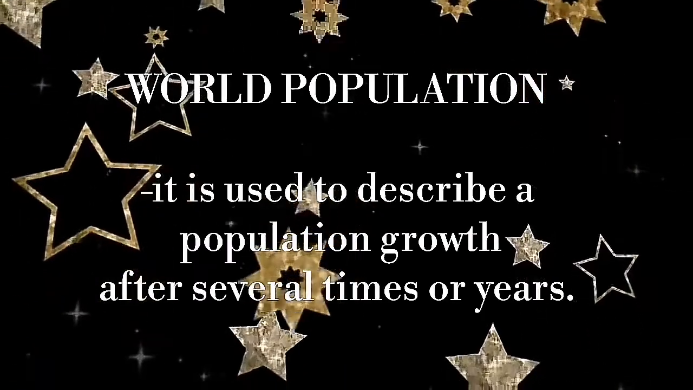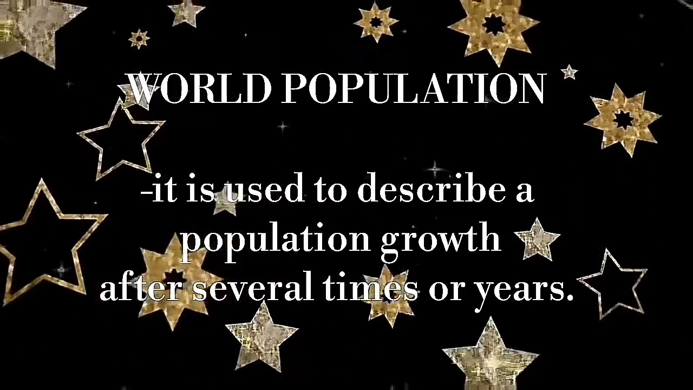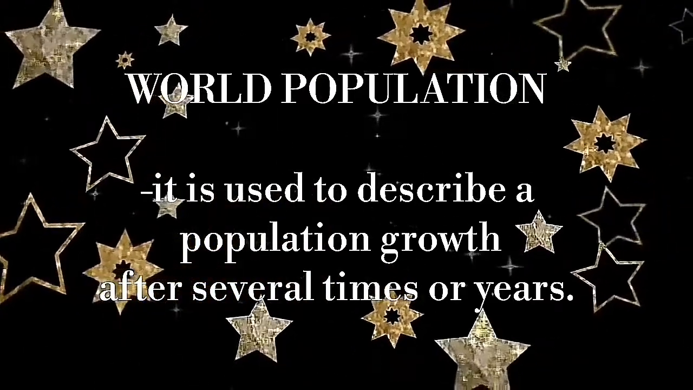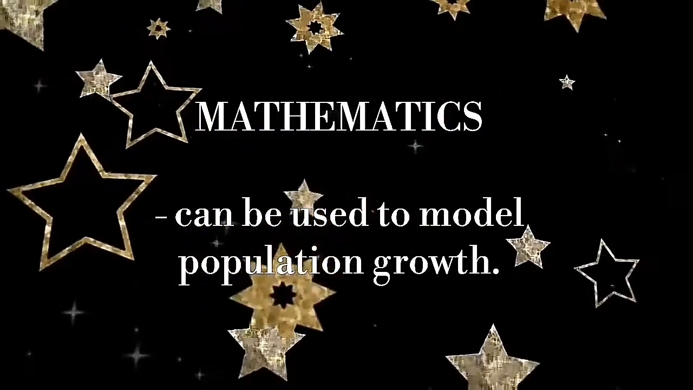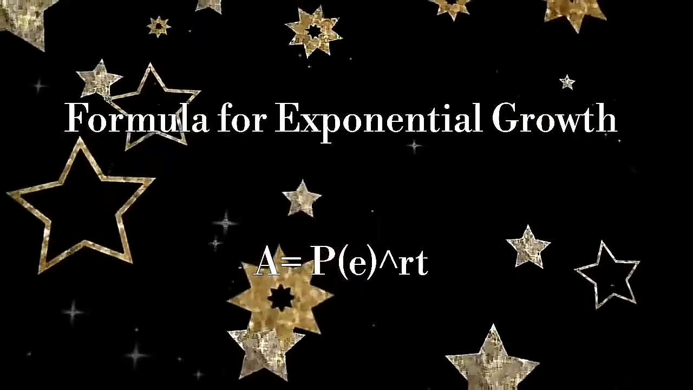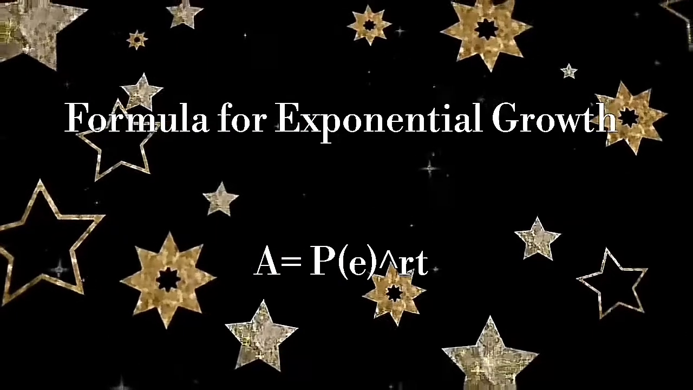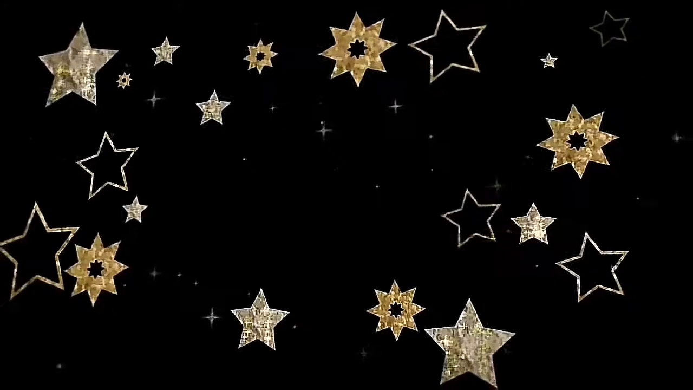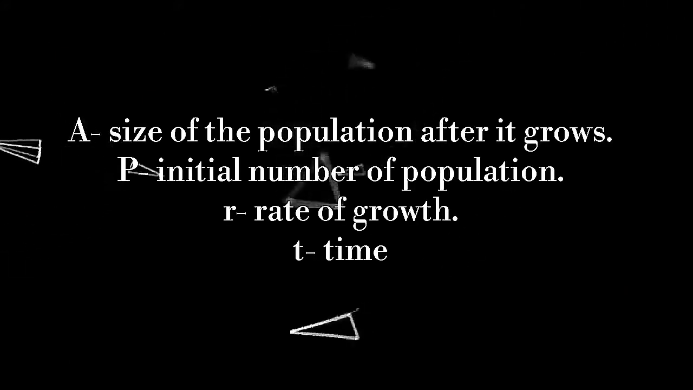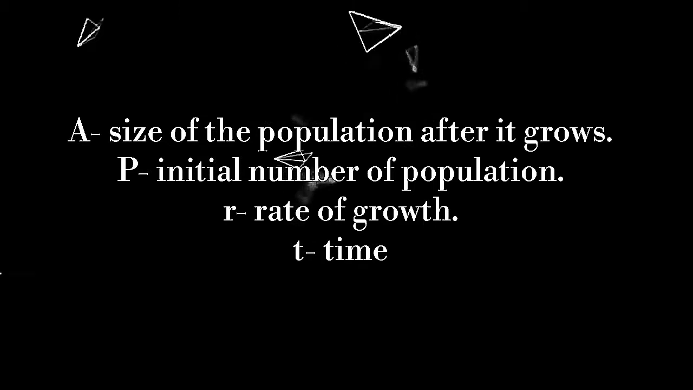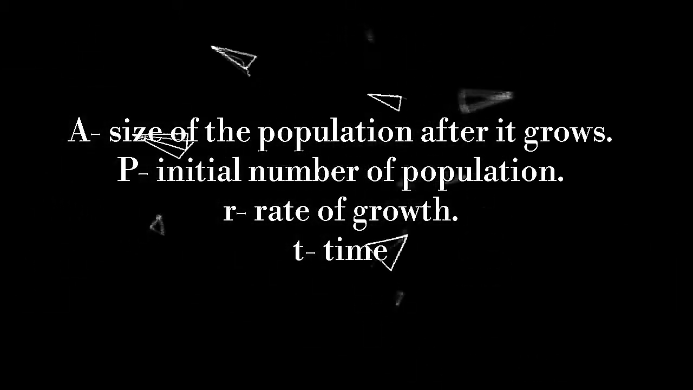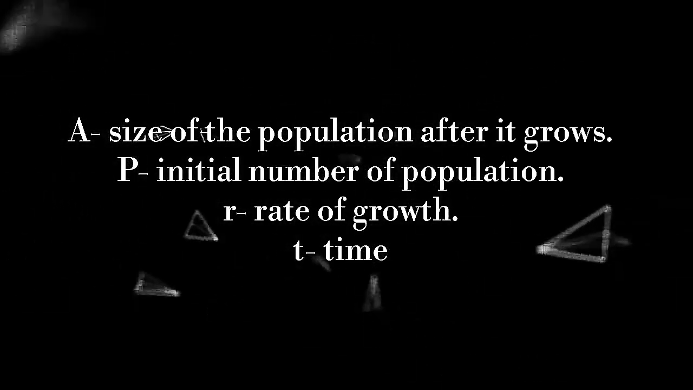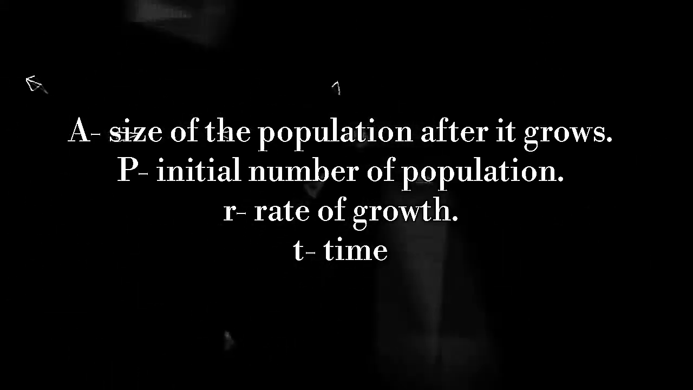World population. It is used to describe a population growth after several times or years. Mathematics can be used to model a population growth. The formula of exponential growth is A is equal to P e raised to rt, where A stands for the size of the population after it grows, P initial number of population, r rate of growth, and t stands for time.